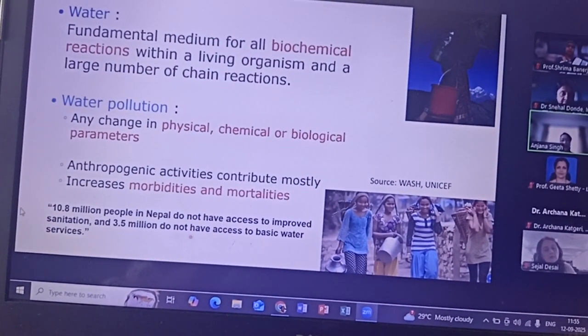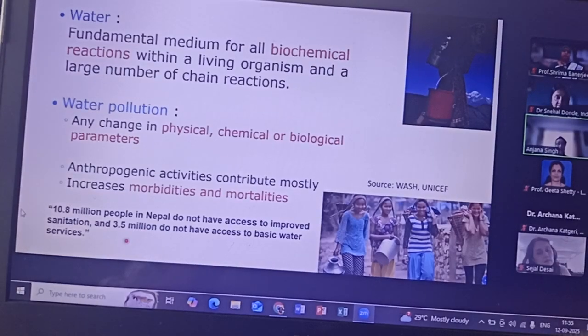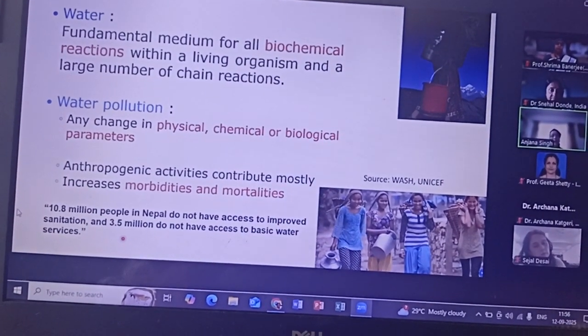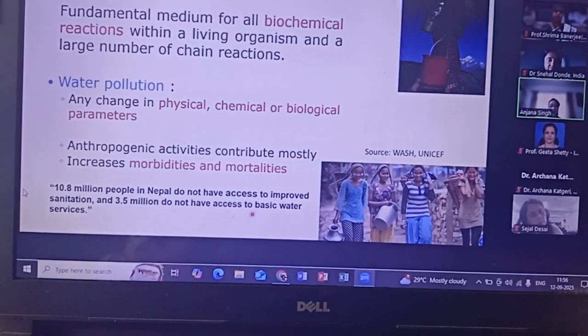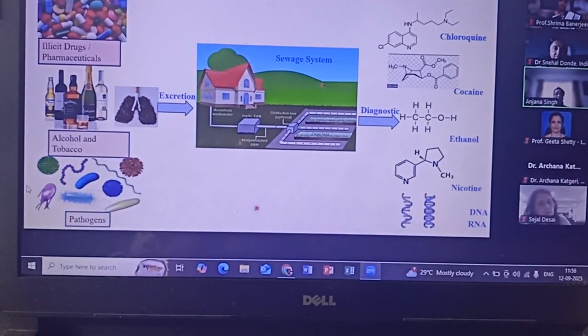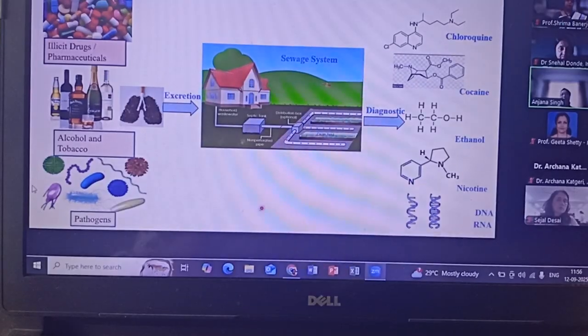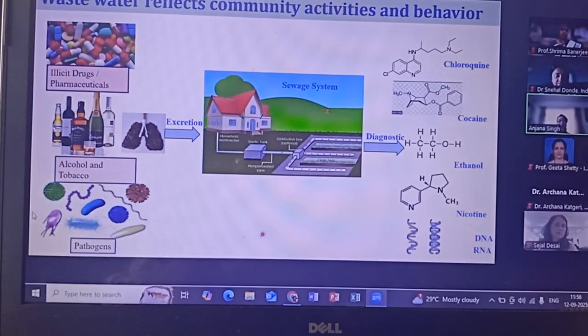people in Nepal do not have access to improved sanitation, and about 3.5 million still do not have access to basic water services. So wastewater reflects community activities and behavior.